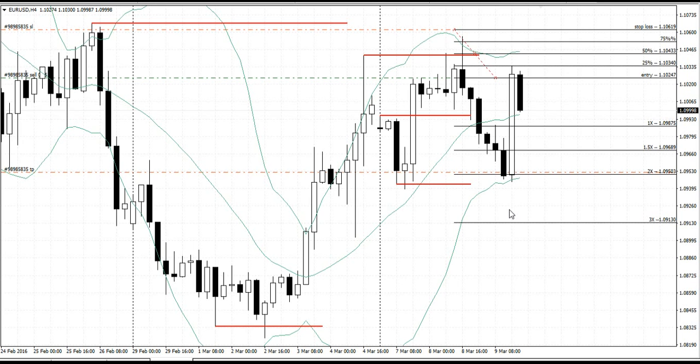Today we're looking at the Euro US on the 4-hour time frame. This was a very good stop hit trade. However, I want to use this as an example of what not to do, regardless of how it turns out. If you look at this 4-hour time frame, here's your bounce. We move back to the level and take the stops.